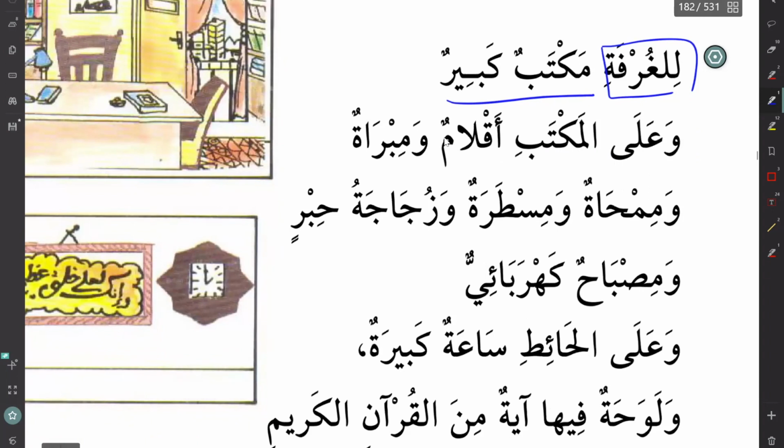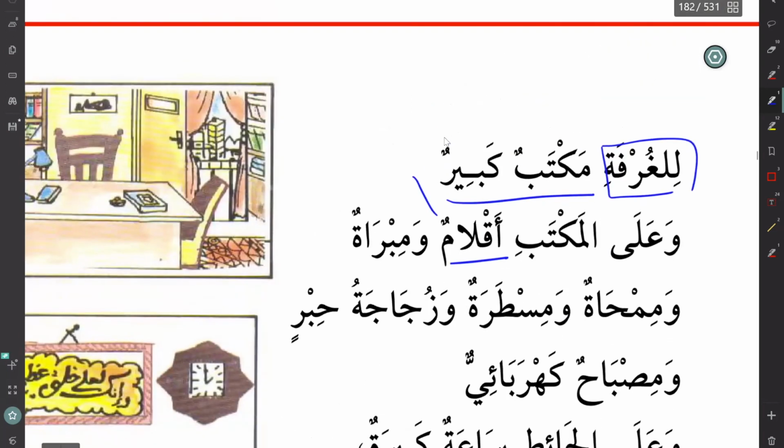وعلى المكتب, and on the desk, أقلام ومبراة. What is أقلام? I think we used this plural before. It is the plural of قلم. The small jim here represents jam'un, which means plural. So what is the plural of qalam? Aqlam. Now, wa mibratun. What is mibra? Mibra is sharpener.